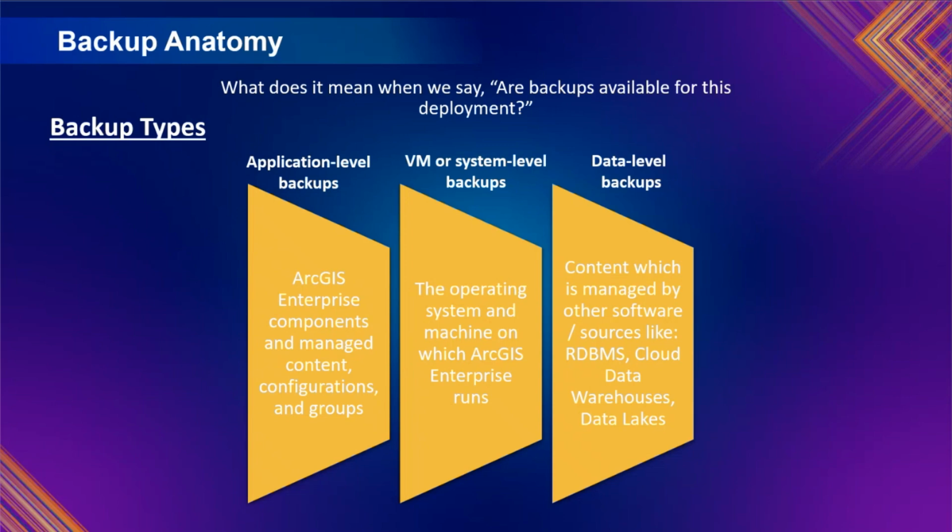So here we talk about the main three levels of backup. One is application backup. What we talk about now is the WebGISDR utility from Esri. The second is a VM or system backup. Normally companies take the VM snapshot or backup for the whole VM. The third one is the data level.